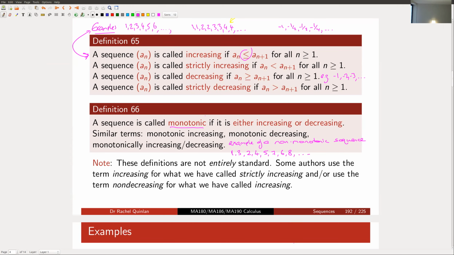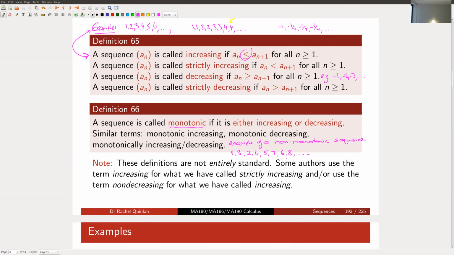It's not too bad in terms of the pattern. But it increases from 1 to 3, then it decreases from 3 to 2, then it increases again, and so on. So that's an example of a sequence that's neither increasing nor decreasing because it doesn't have uniform behavior all along. Sometimes it increases from one term to the next, sometimes it decreases. So it just doesn't fit into any of these patterns.